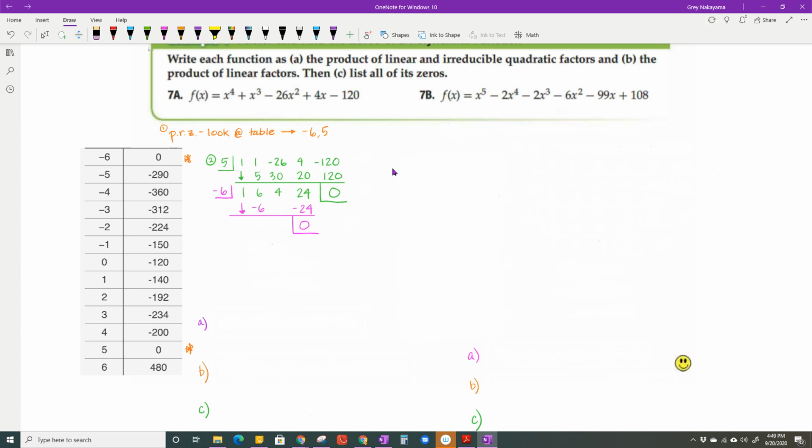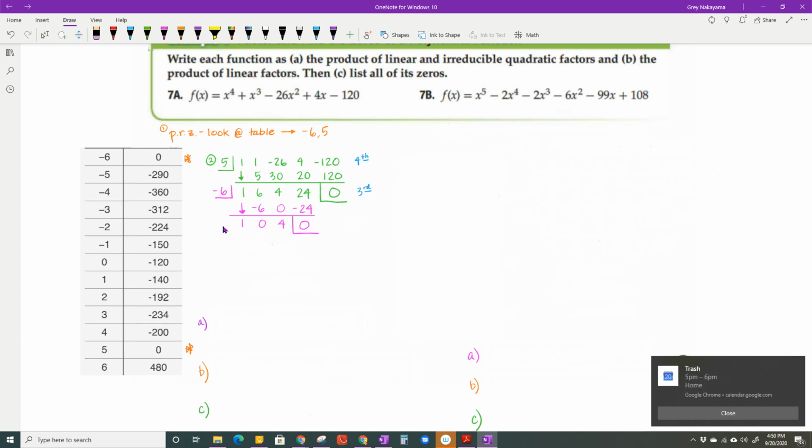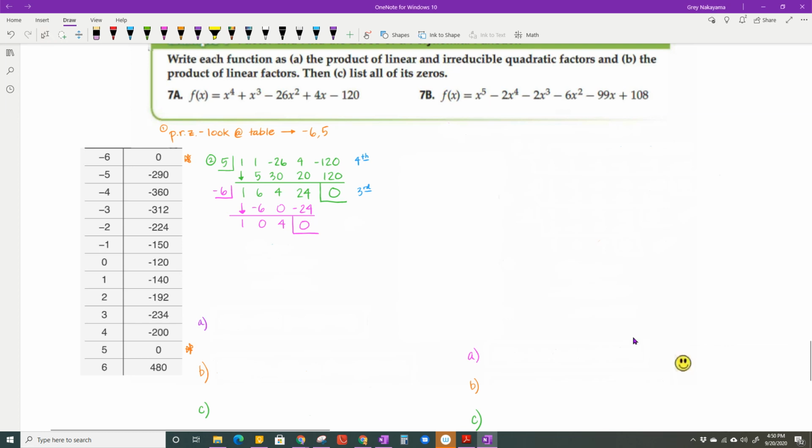I'm going to carry down my 1. 1 times -6. 6 plus -6. 6 times 0. 4 plus 0. And then 4 times -6 is -24. So we're good. And when you've come down to 3 terms, if you haven't figured it out now, that is a quadratic. Okay, we started with a 4th degree, then we go to a 3rd degree, and now we're down to a 2nd degree.